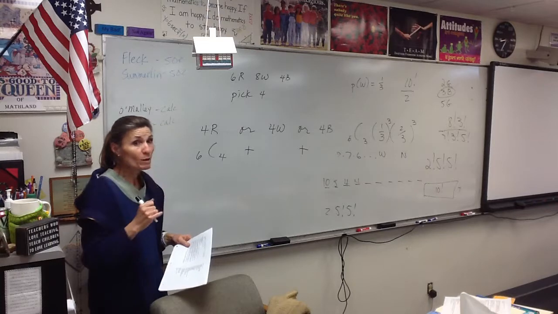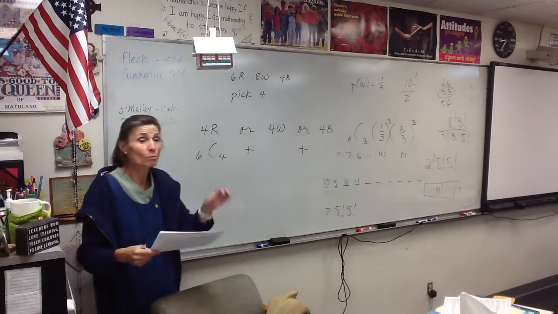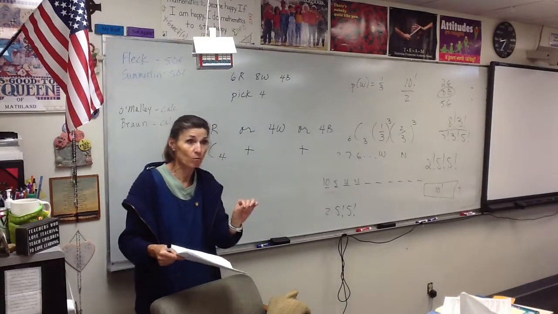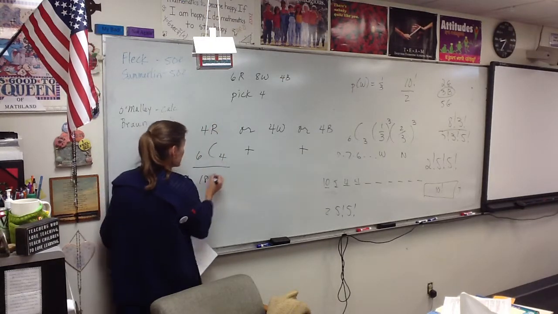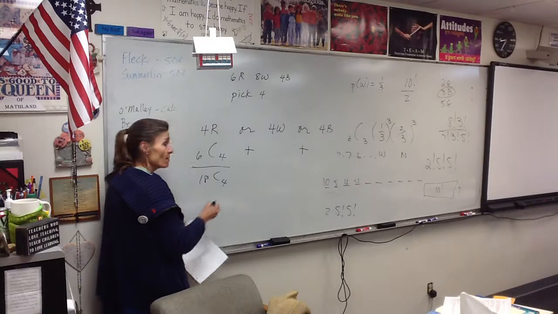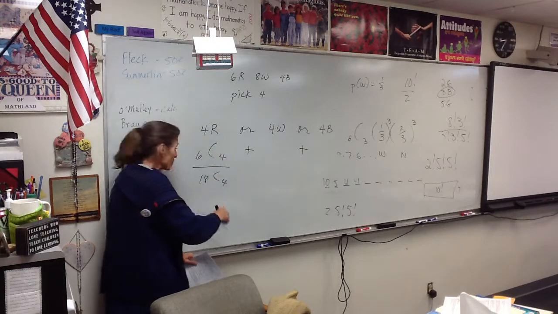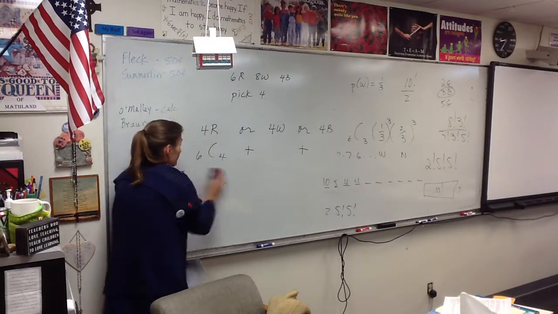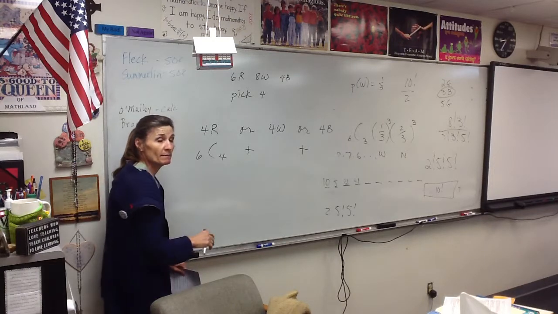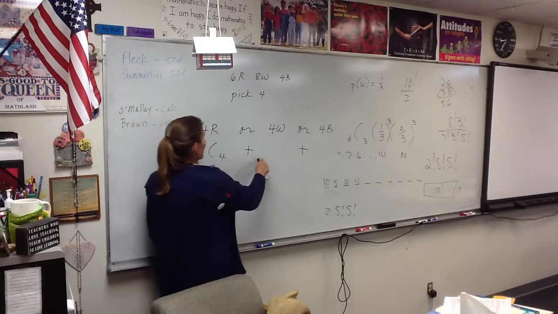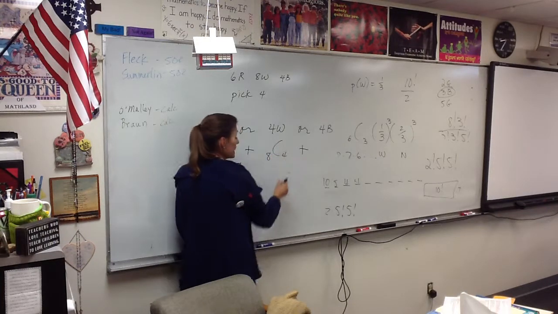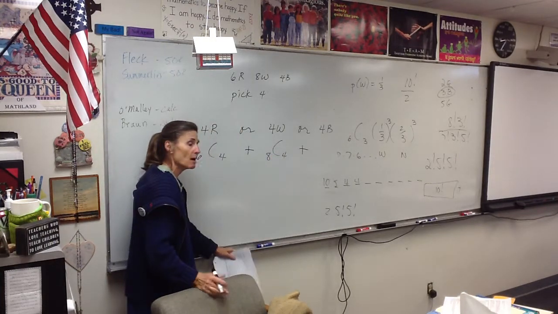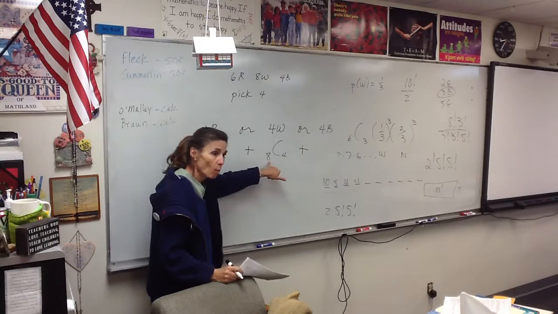Now, if you were doing probability, if I said what's the probability of getting 4 reds, then you would divide this by 18C4. This would be the probability of getting 4 reds. That isn't what it says. But that's where the 18 would come in. What's 4 whites? 8C4? How come? Because there's 8 whites to pick from.